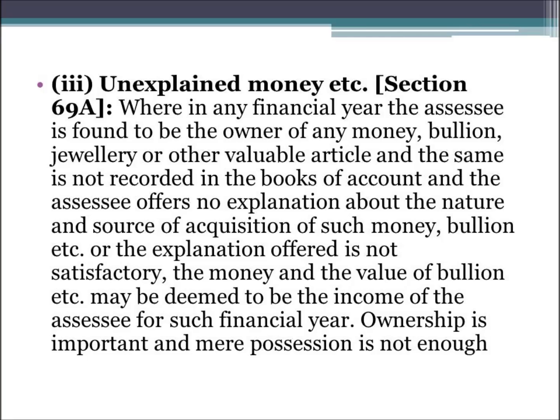Here, one thing more is there, that ownership is important and mere possession is not enough. For example, I am in possession of some jewelry or monies, but I am not the owner of that jewelry. I am just possessing it on behalf of someone else. So, the person who is possessing it will not be charged; rather, the person who is owning it will be charged for that money and bullions or jewelry, whatever may be the case.